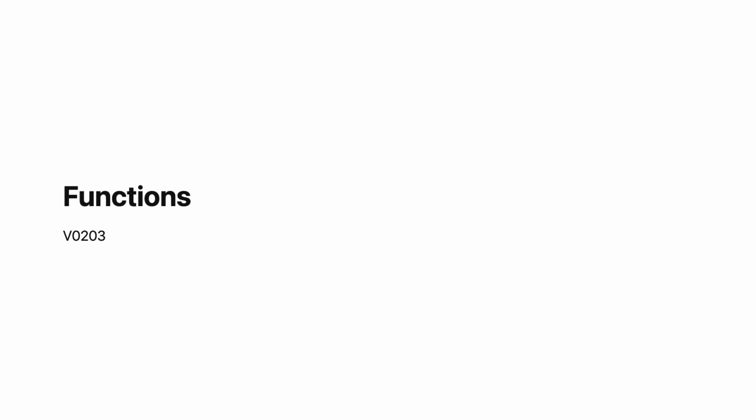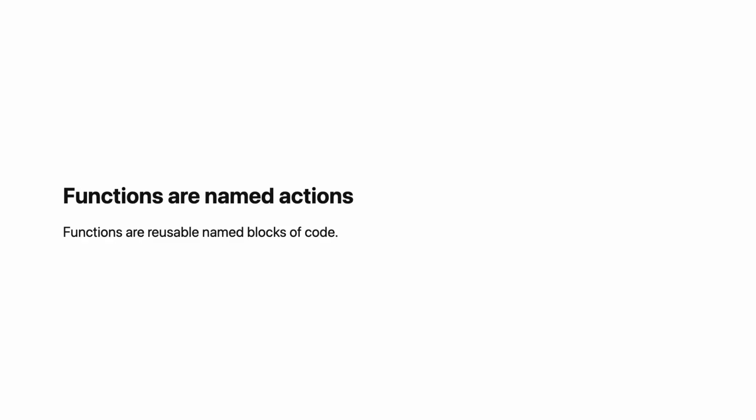Functions organize code. Instead of one giant sequence, you have named pieces. Each piece has a purpose. The code becomes readable. Functions are the building blocks of programs. Small functions combine into larger capabilities.